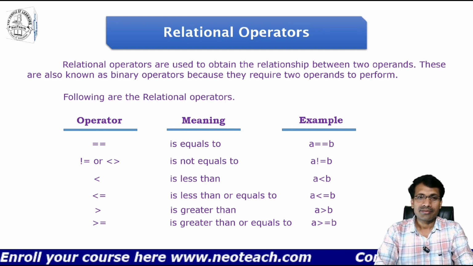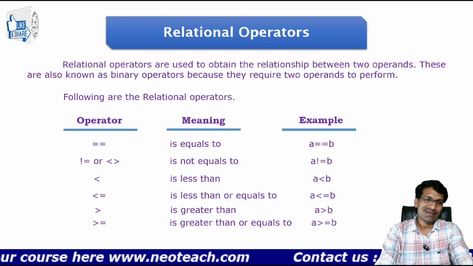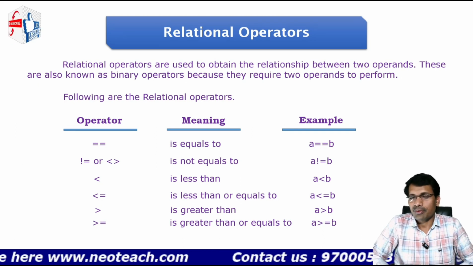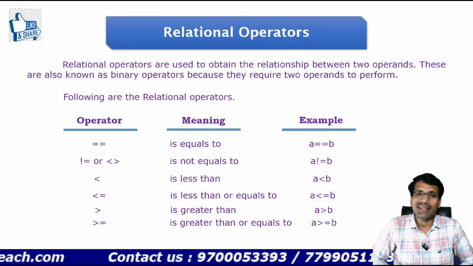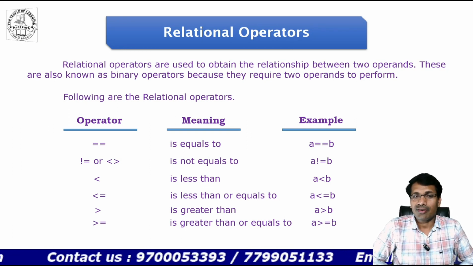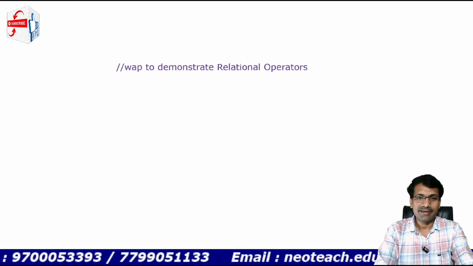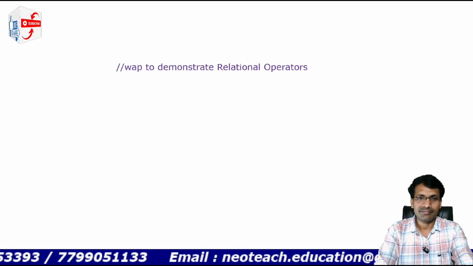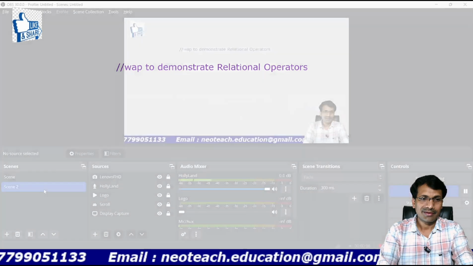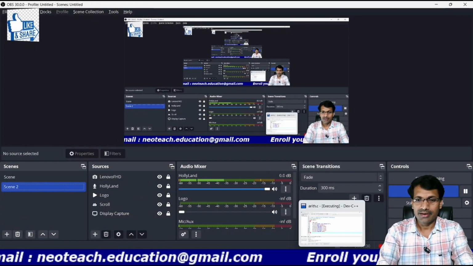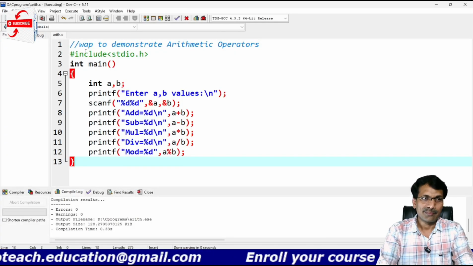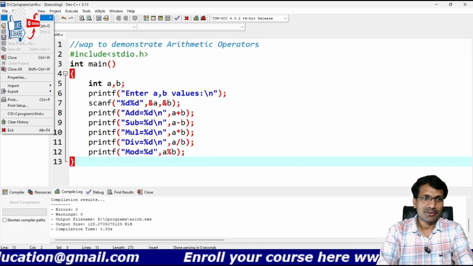Especially in conditions, whenever we want to take decisions, there we mostly use these relational operators. So how will we use them? Let me give one example. I will go to Dev C++ and I will take one more new file.